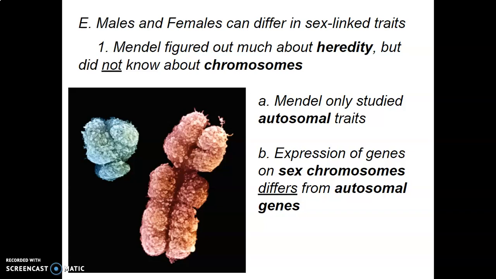All right, so Mendel figured out everything that he did about heredity, but he didn't even know about chromosomes at that time. He had no clue that we had 23 pairs or however many a pea plant has. He didn't know anything about that. But it just so happened that he only studied autosomal traits, so those not found on the sex genes. So expression of genes on those sex chromosomes differ from autosomal genes.